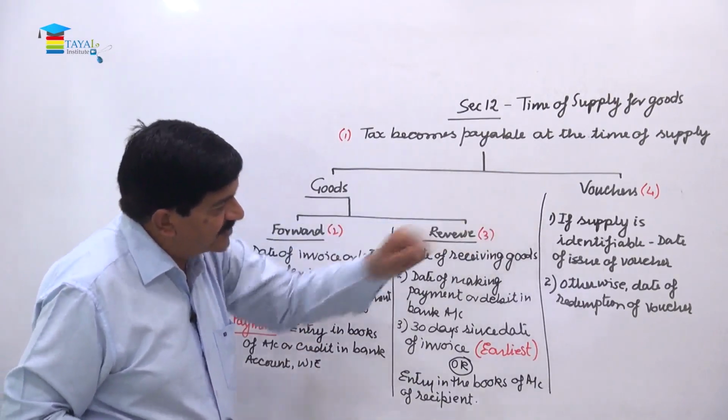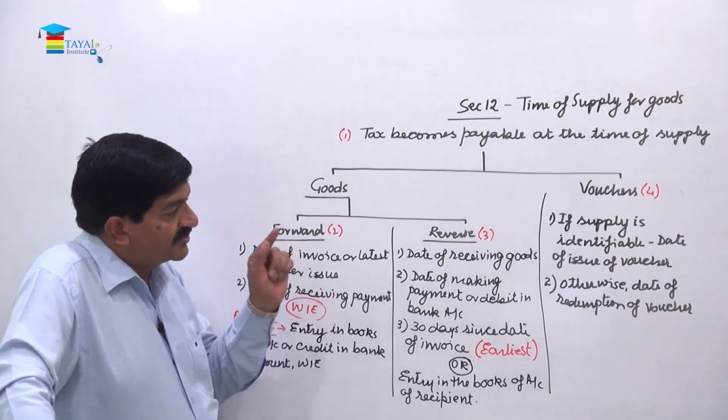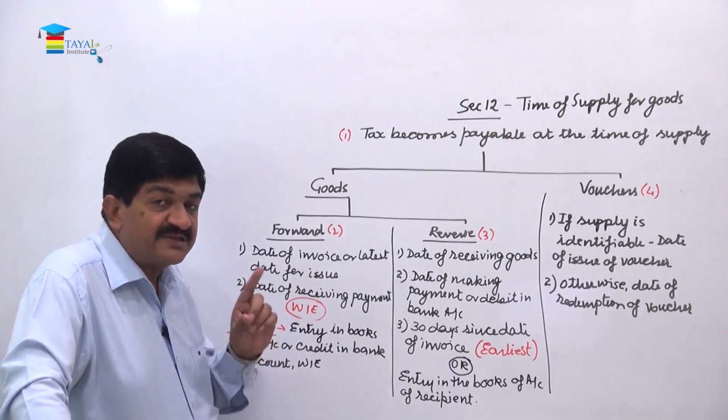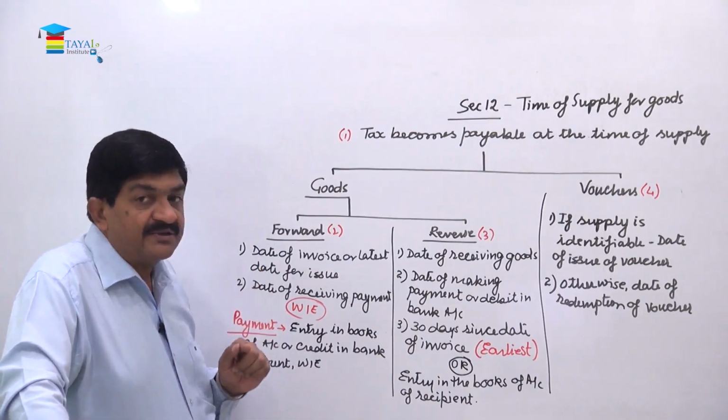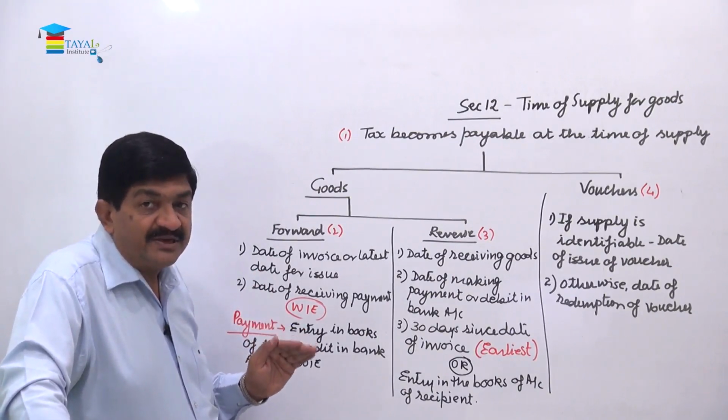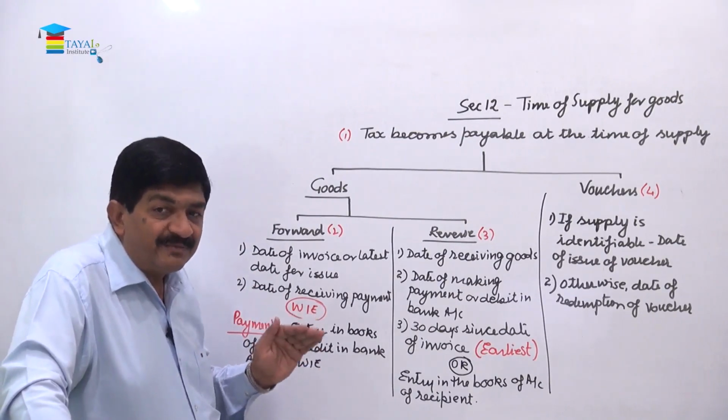Now as far as vouchers are concerned, what is the time of supply? So if the supply is identifiable, then date of issue of voucher itself is the time of supply. But where supply is not identifiable, the time of supply will be the date on which that voucher is redeemed.